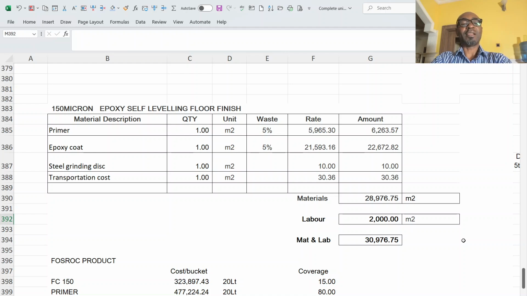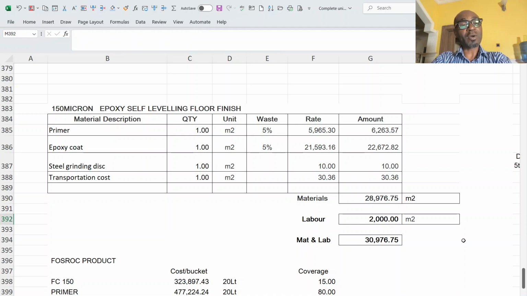I want us to have it at the back of our minds that the thickness differs depending on the usage. What we need to pay attention to when building up this rate is to read through the description in the bill. First, we know what thickness the client wants.